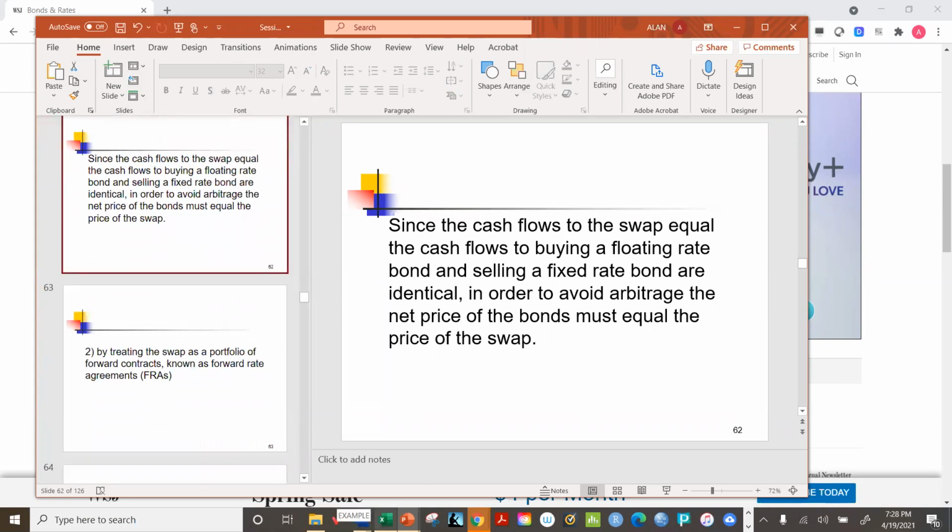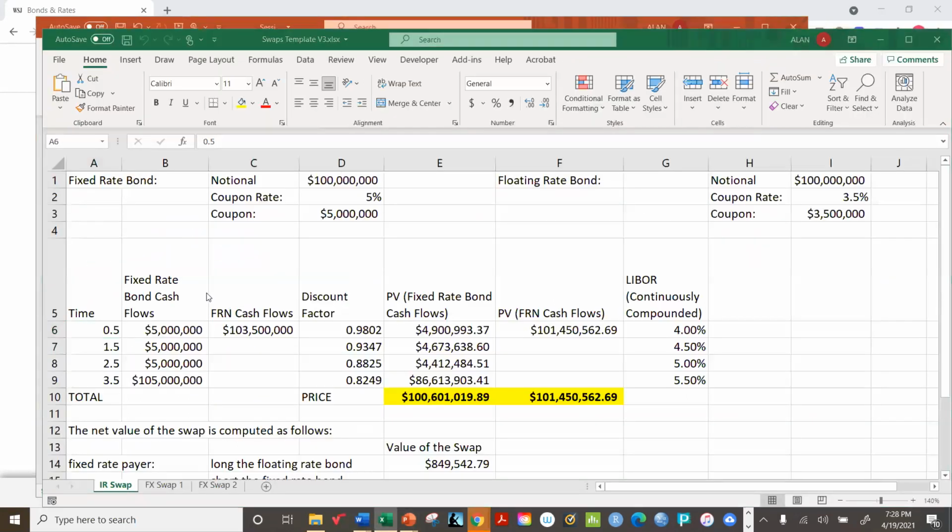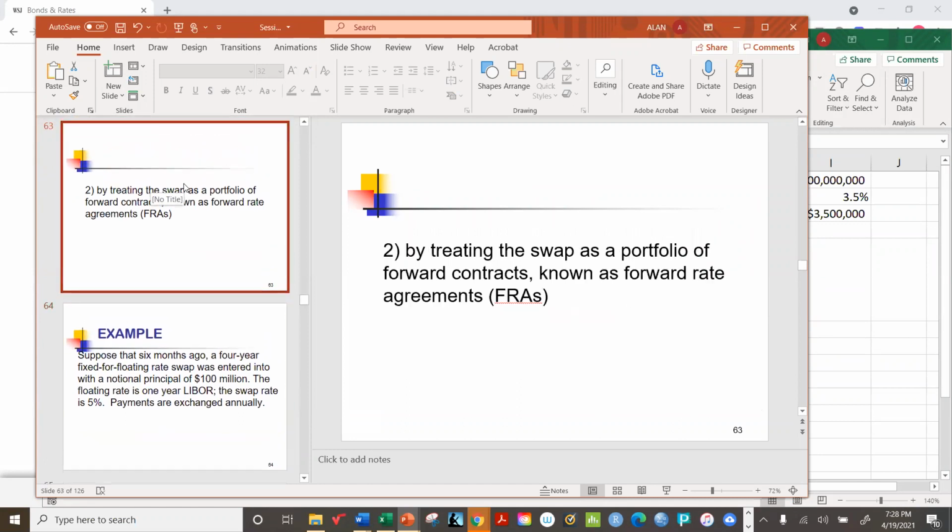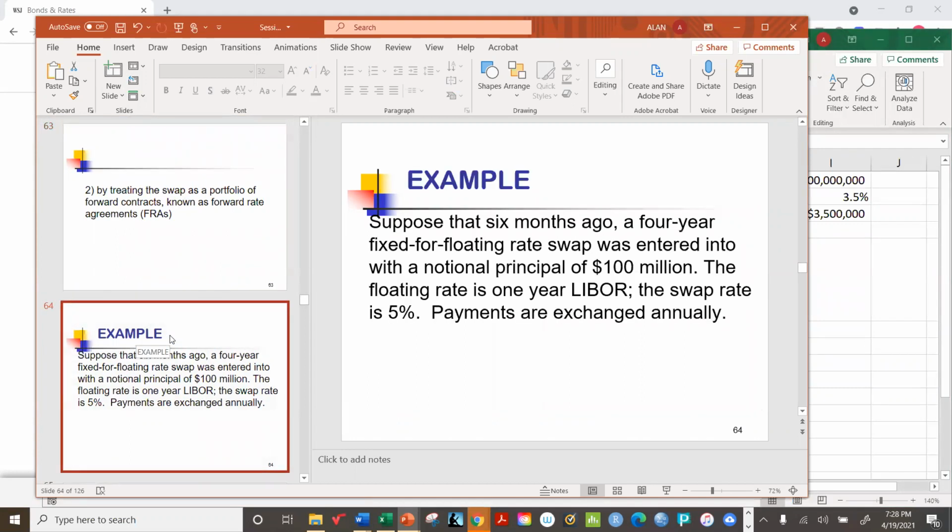So why don't we look in our spreadsheet and see how this works? Let's see, did I mention that? Yes, here it is. And then by the way, the second approach, we'll have to discuss this separately because we haven't really talked about forward rate agreements yet. So instead, we'll just dive right into this example where it says, suppose that 6 months ago, a 4-year fixed for floating rate swap was entered into with a notional principal of $100 million. The floating rate is 1-year LIBOR and the swap rate is 5%.